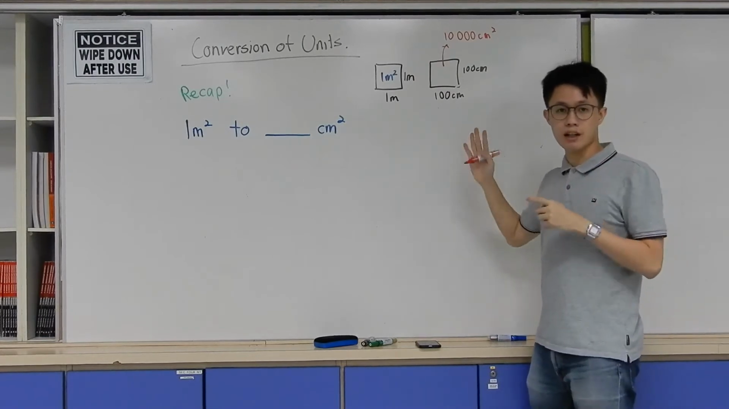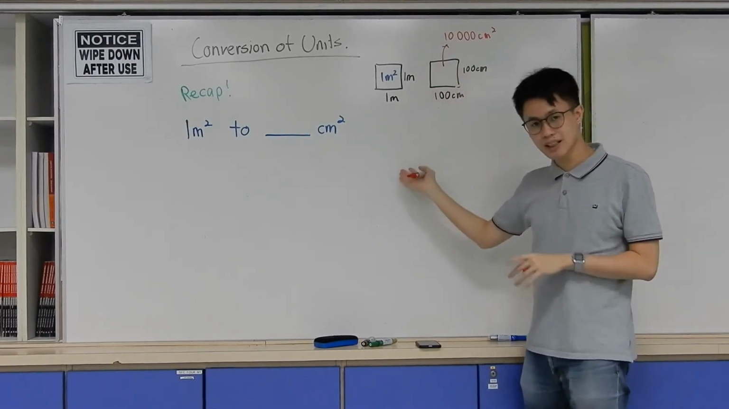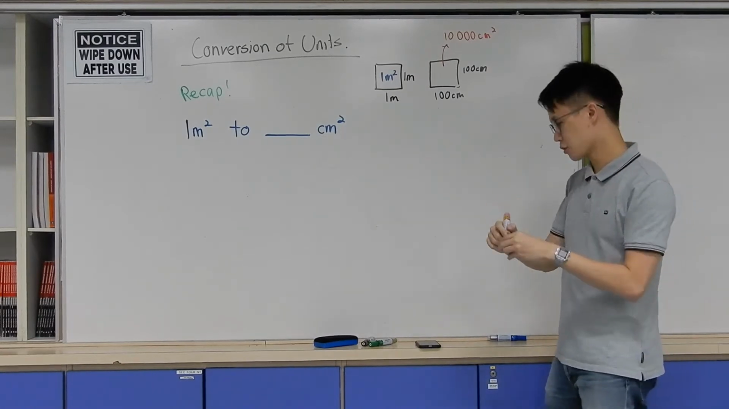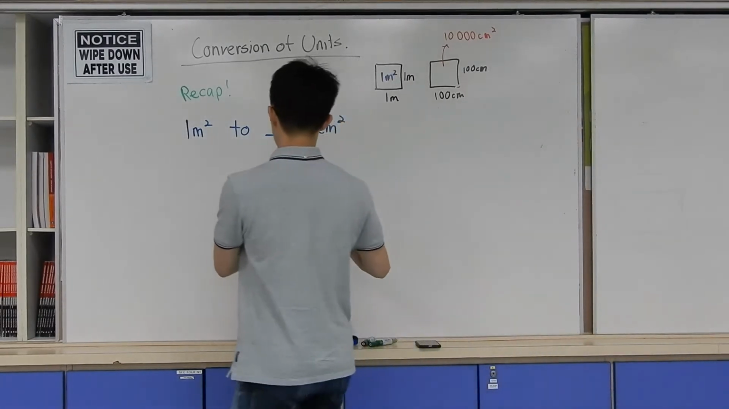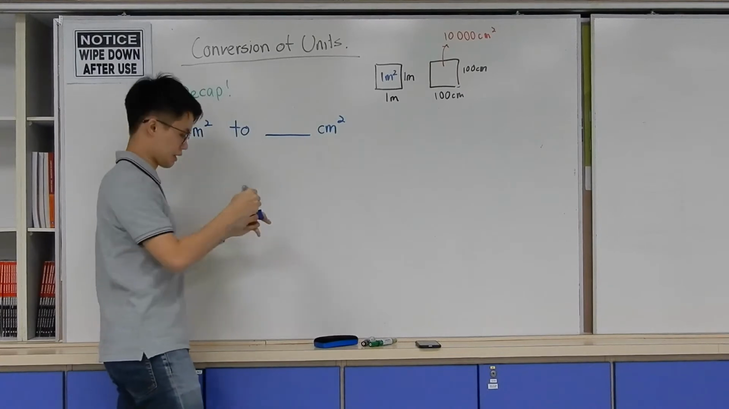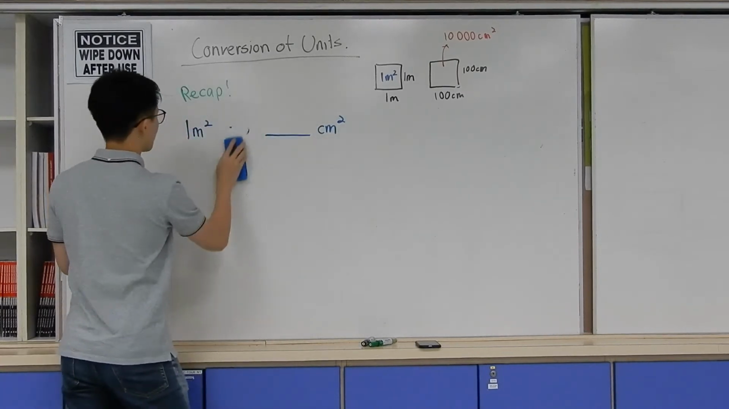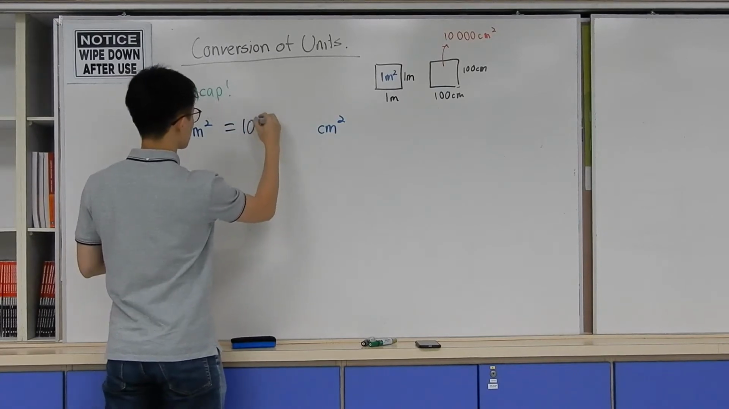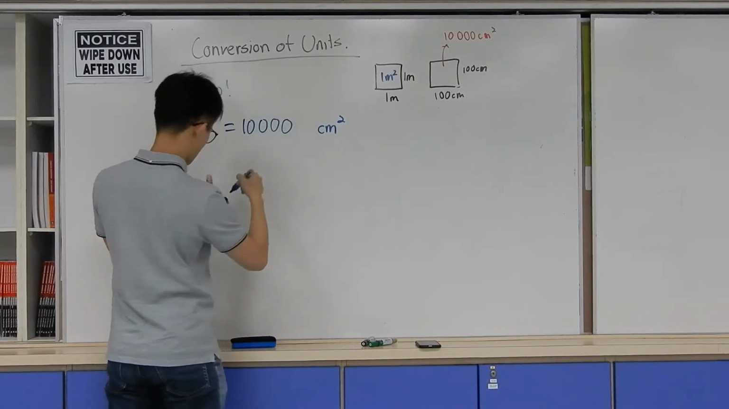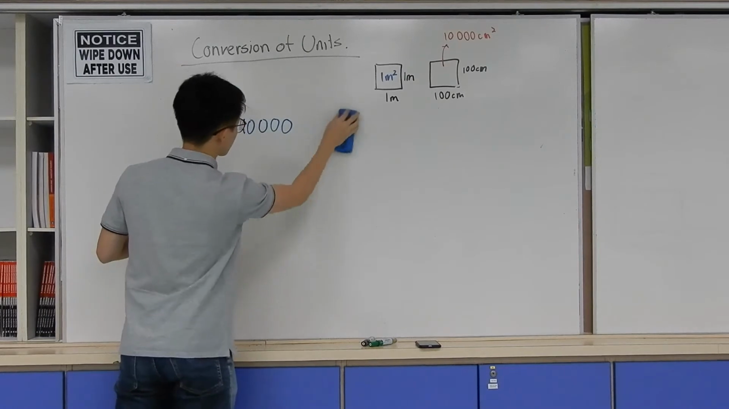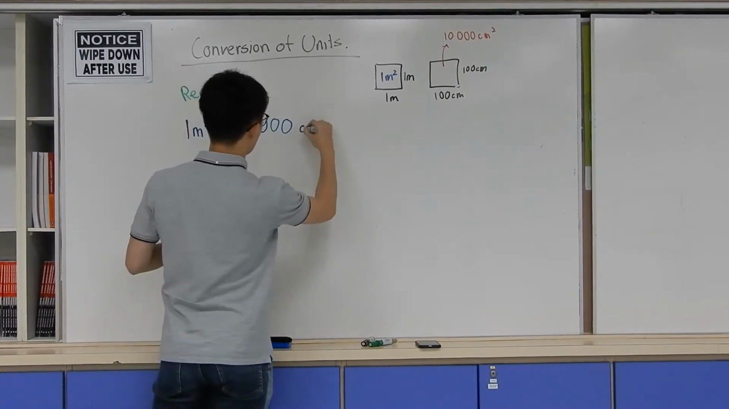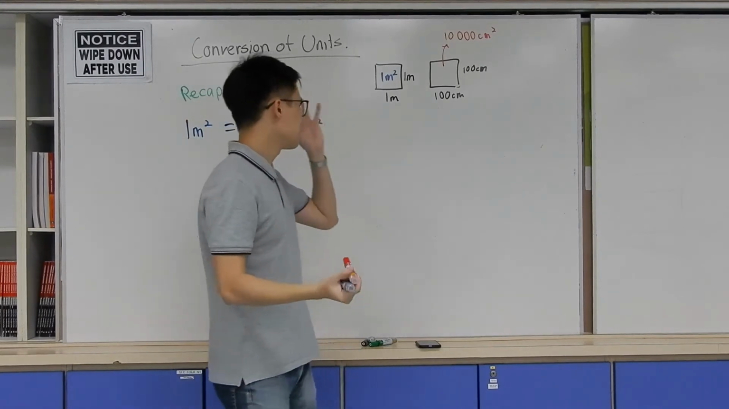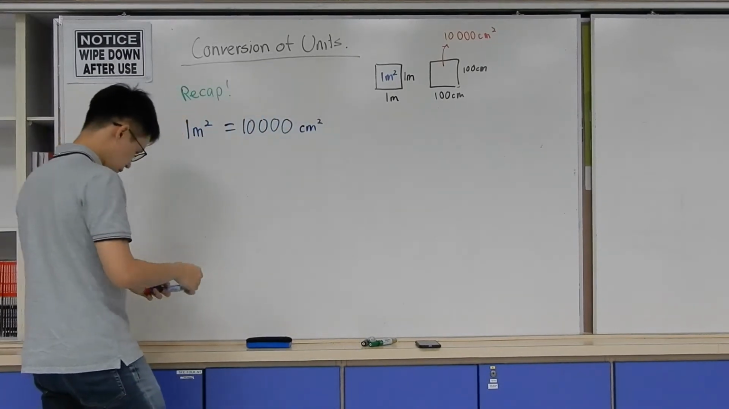But they are both equal, right? Both are identical squares. Just that one is in meter and one is cm, but they are equal. Hence, we can deduce simply that 1 meter squared is equal to 10,000 cm squared. This is what we've learned previously in the previous topic on geometry. Conversion of units.